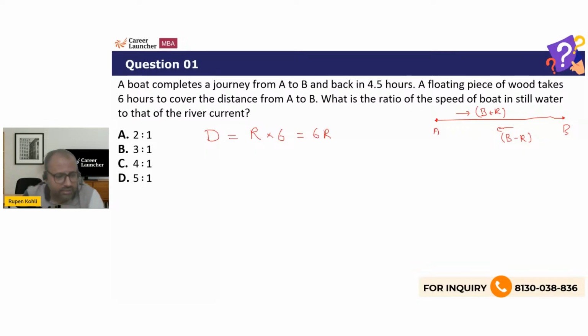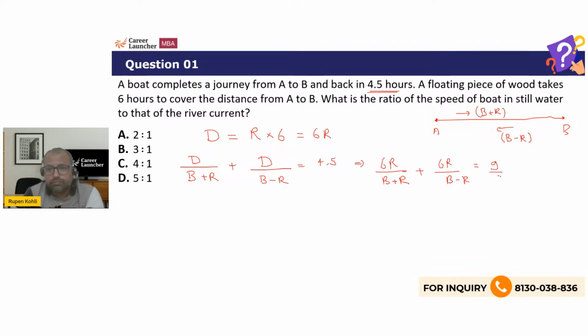Now we can use this in the subsequent equation for the back and forth journey of the boat. We write the equation for the total time. For the distance from A to B, time taken will be distance by speed. Speed is boat plus river, plus now the same distance D with the upstream speed, boat minus river, and that total time is 4.5 hours, or 9/2. Now we can replace D with 6R from above and rewrite this equation: 6R over B plus R, plus 6R over B minus R, is 9/2.